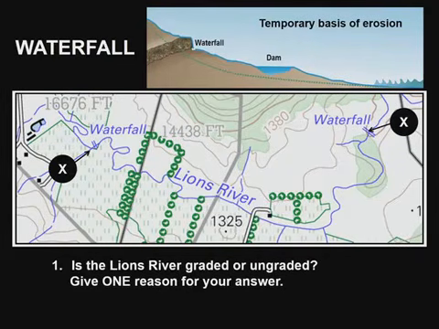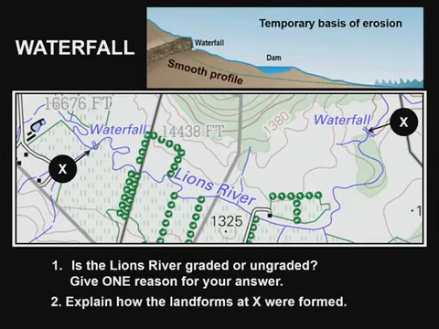Is there a waterfall? Is there a dam? Is there a lake? Are there rapids in the water? See if that's in the river. If you see that, then you know that that river cannot be graded. Very important that you've got it. The smooth profile on the other hand, if you see none of these things, then you have a graded river. All right.